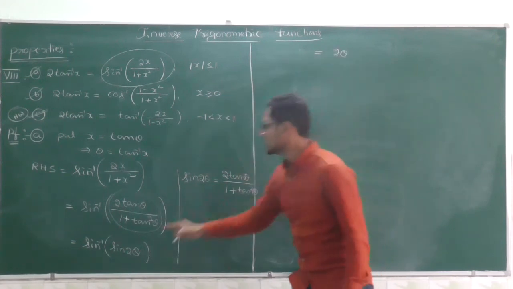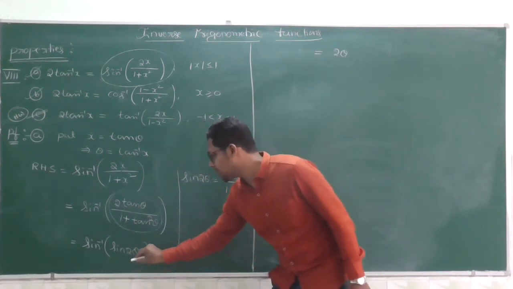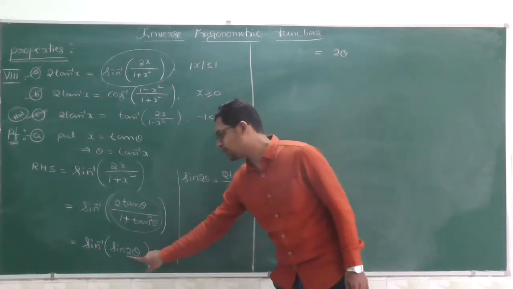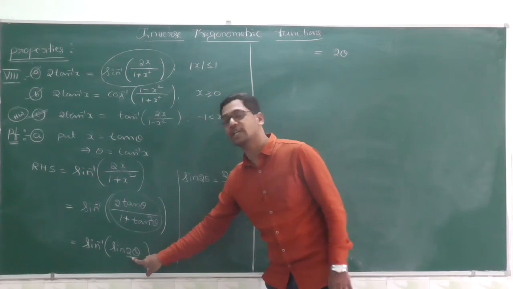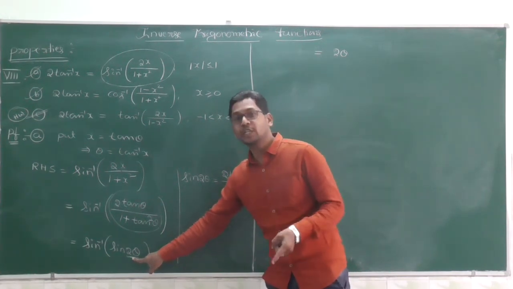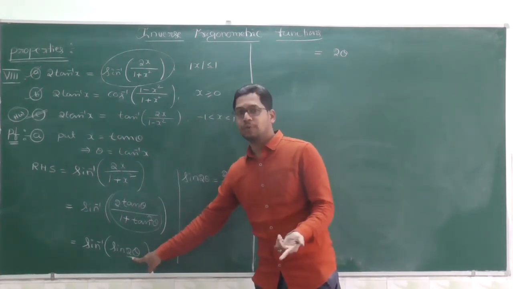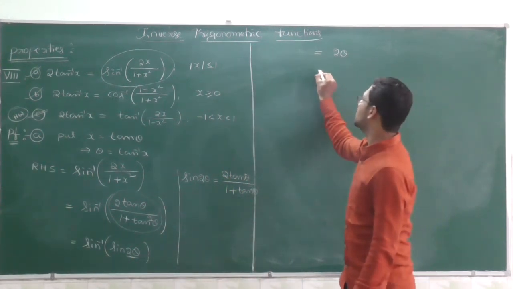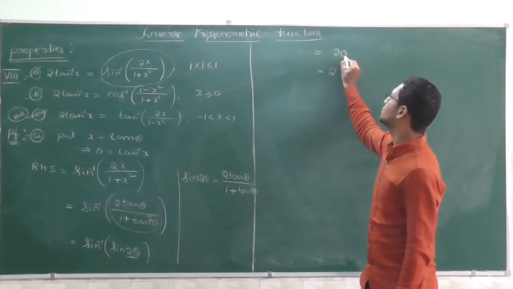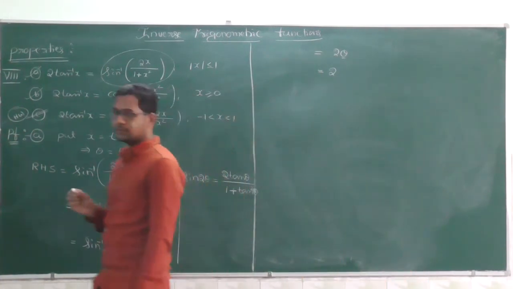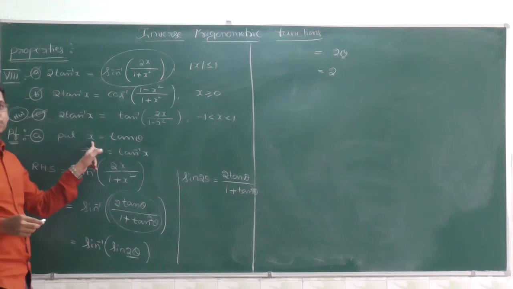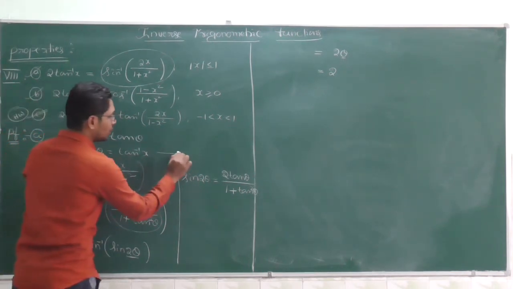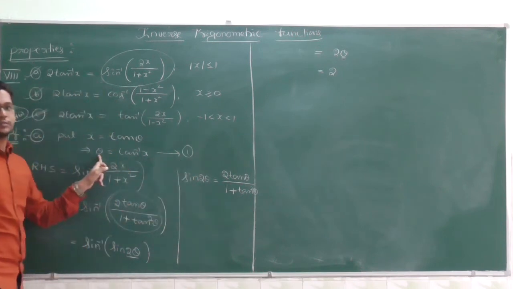Sin inverse of sin 2 theta is 2 theta, where 2 theta belongs to minus 90 to plus 90. Okay, so it is 2 theta. With the starting, we took x equals tan theta. From this, we will get theta equals tan inverse x. Right? Call this equation number 1.